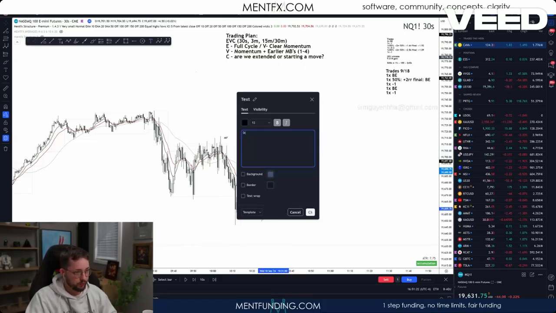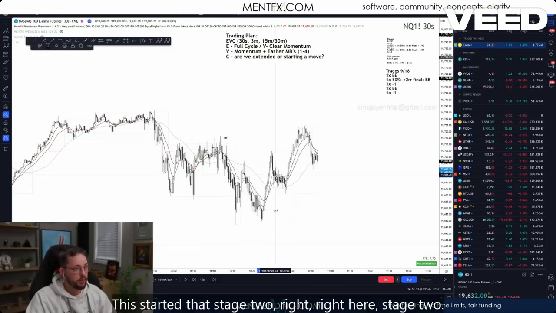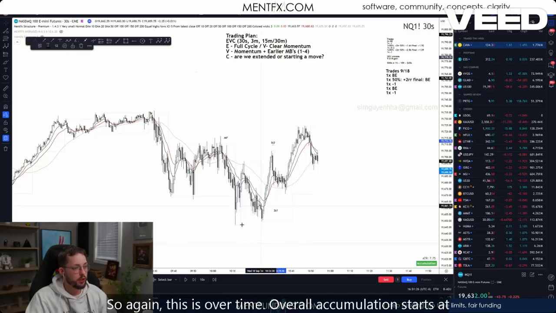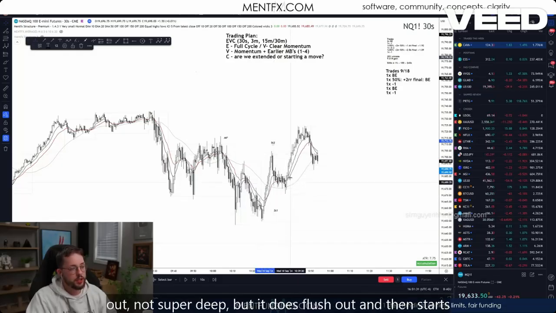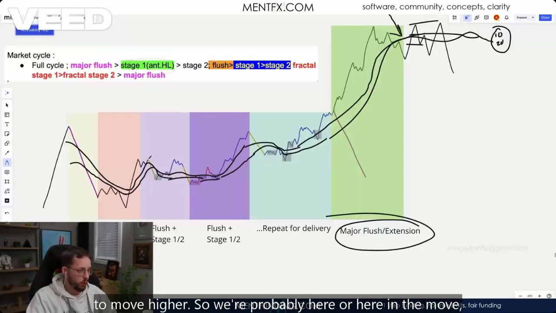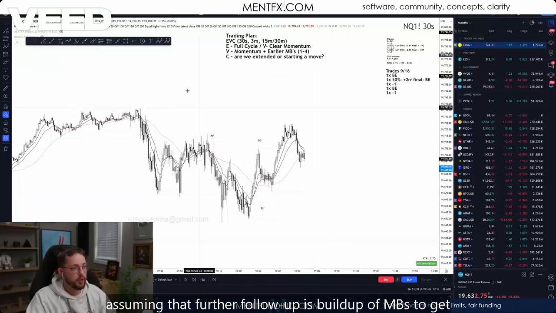This started at stage 1. This started that stage 2 right here, stage 2. So again, this is overall accumulation. Starts at stage 1 into the stage 2. It flushes out, not super deep, but it does flush out and then starts to move higher. So we're probably here or here in the move, assuming that further follow-up is buildup of MBs to get long.